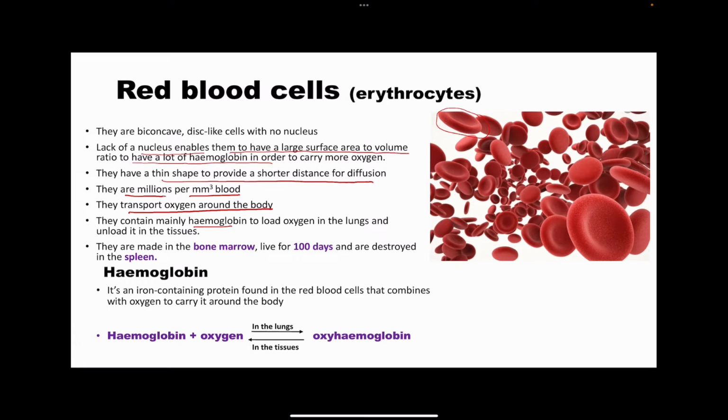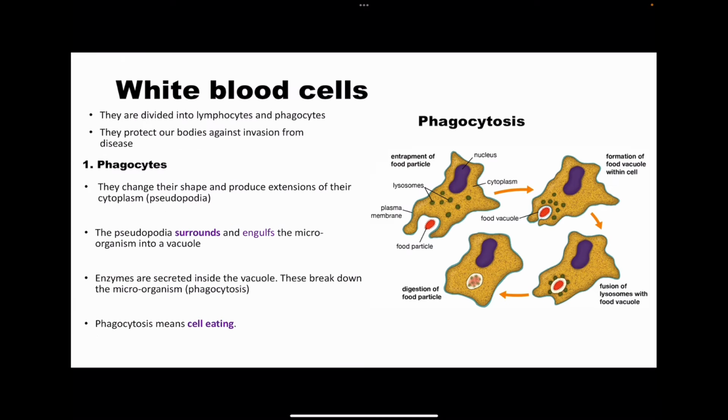Now, still talking about red blood cells, I'd like to include hemoglobin in this topic. Hemoglobin is an iron-containing protein found in the red blood cells that combines with oxygen to carry it around the body. If this is hemoglobin, the iron-containing protein, and it combines with oxygen, it's going to form oxyhemoglobin. This occurs in the lungs, as you can see, in this direction. Formation of oxyhemoglobin occurs in the lungs, and then the backward reaction, when oxyhemoglobin separates, releasing oxygen and hemoglobin, occurs in the tissues when the red blood cells are releasing oxygen to the tissues. So that's it. Let's continue to the next part.